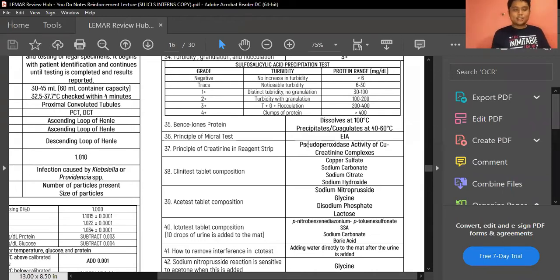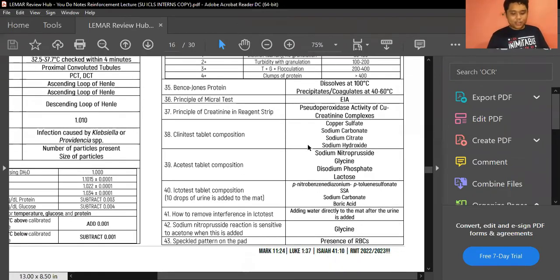Kaya basta naay mga question na the following is the composition of your Acetest tablet except, or Clinitest tablet composition except, ganun. So, mga questions in analysis. Okay? So, you have to take note sa composition. Next, how to remove the interference in Ictotest. You may flush water, no, to the mat after urine is added para mawala itong mga interferences, especially sa drugs.